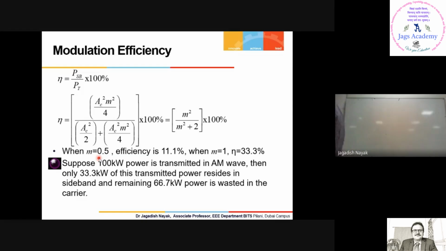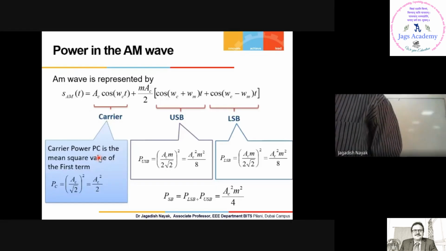Now, your Ac cos omega c is the unmodulated carrier. In this equation, what is Ac cos omega ct? It is the unmodulated carrier wave. Of course, cos (omega c plus omega m)t and cos (omega c minus omega m)t, that is the actual modulation. There you have your message and the carrier. But this Ac cos omega ct is only the carrier. But what to do when you try to generate AM, that also will go along with it.